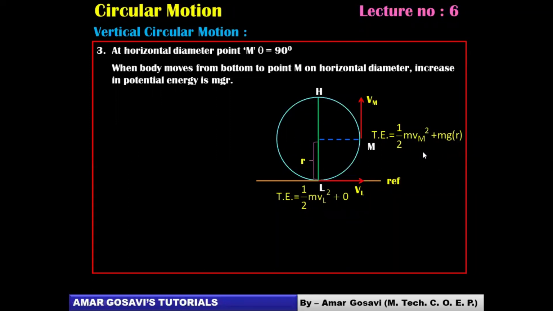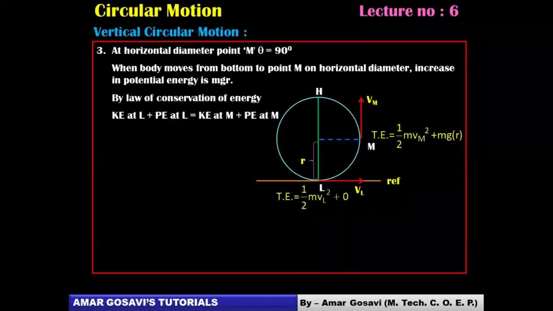But as per the law of conservation of energy, whatever is the total energy at the bottom should be equal to the total energy at the midway position. So we can equate this. So when we equate this, again by the law of conservation of energy, you can see kinetic energy at the lowest point L plus potential energy at the lowest point L will be equal to kinetic energy at the midway point plus potential energy at the midway point. Let's substitute the values. So you can see you are equating these two equations. Shuffle everything.